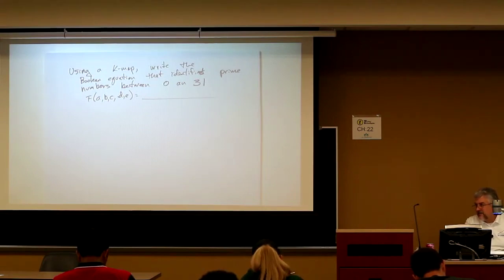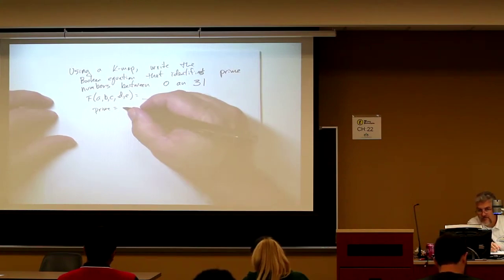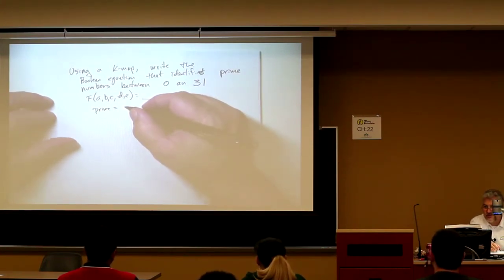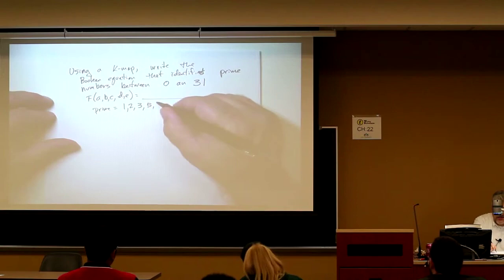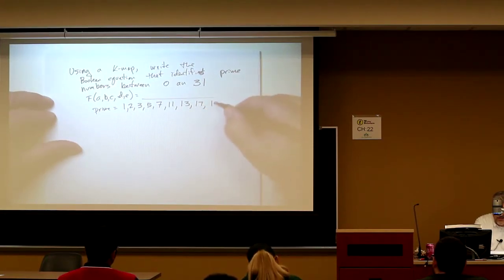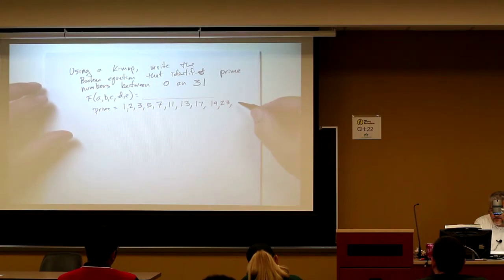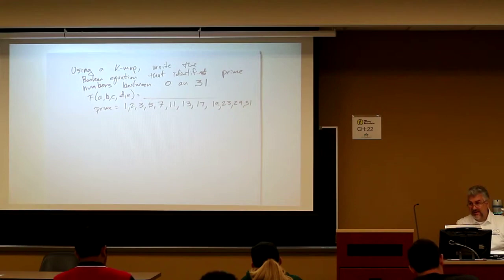So let's start out by saying, what are our prime numbers? 1, 2, 3, 5, 7, 11, 13, 17, 19, 23, 25 is 5 times 5, so not that one, 29, 31. There's a lot of them, aren't there?